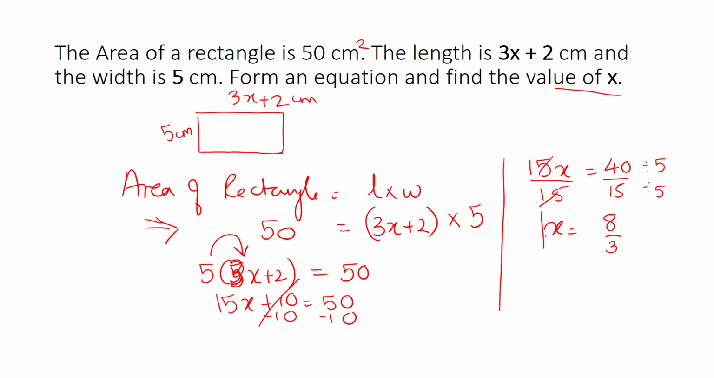You can leave your answer in fraction form, or you can use the bus stop method, divide, and give the answer in decimal form. In this question, we are not supposed to find the length. If we were, then you would insert the value back in here and find the length. So for example, 3 times, instead of x, I'll put 8 over 3, plus 2. The 3 and 3 will cancel out, so the length will become 10 centimeters.